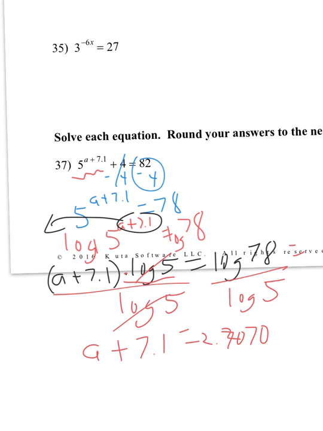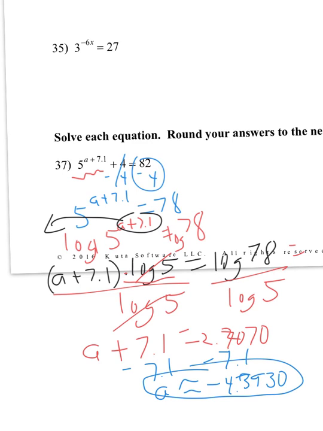And now we're just going to subtract 7.1. Subtract 7.1, so a is going to be about negative 4.3930 is what a will equal there, to the nearest, again, 10,000th. We're doing everything to 4 decimal places with these.